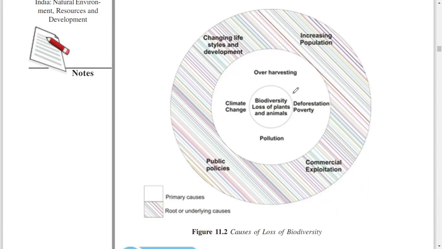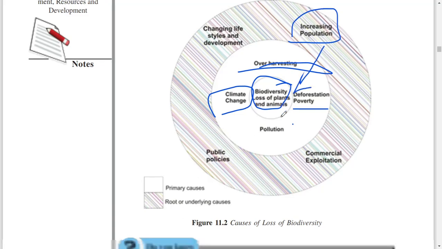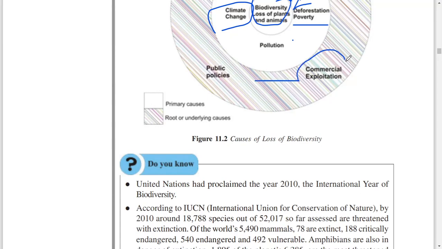Biodiversity loss of plants and animals. Okay, deforestation, there will be climate change. So what is climate? Long term account of various atmospheric conditions like temperature, pressure, humidity, rainfall. Pollution will also happen. Okay, over harvesting. If we spread more pollution, then automatically various health disasters come. Changing lifestyle, development and increasing population are also a serious threat to the biodiversity of plants, and cause biodiversity loss of plants and animals. Public policies, commercial exploitations.